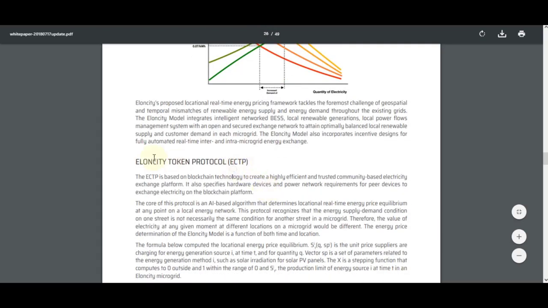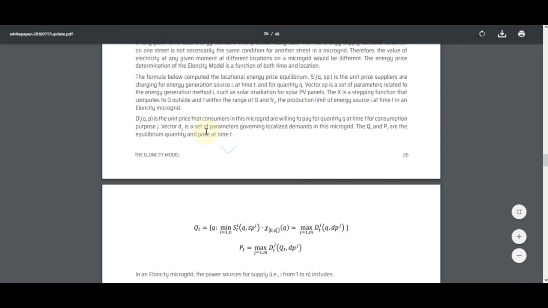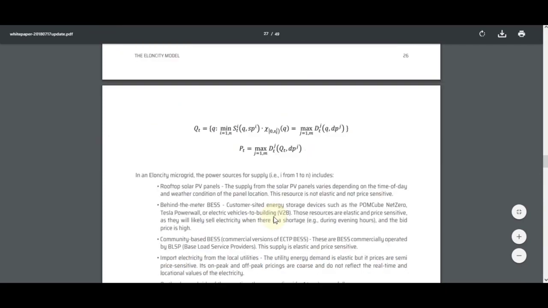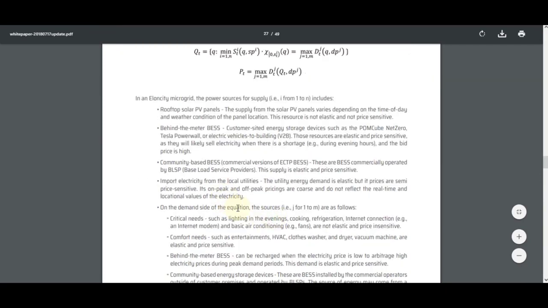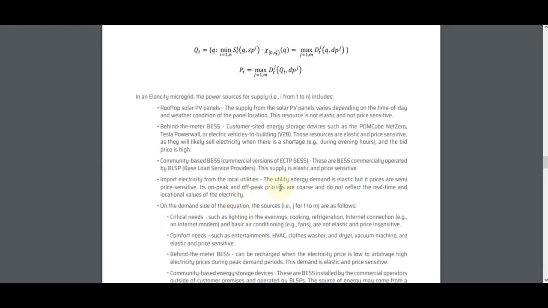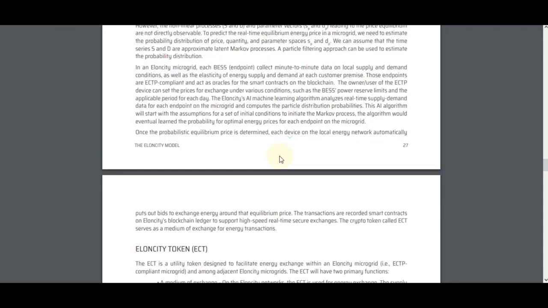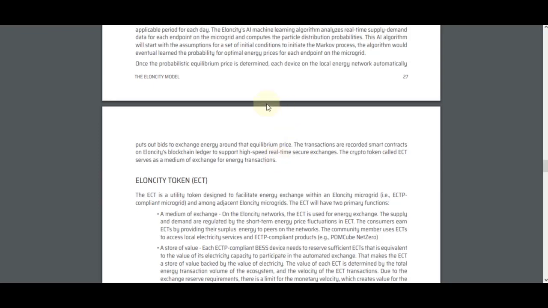Each ECTP-compliant device needs to reserve sufficient ECTs equivalent to the value of its electricity capacity to participate in the automated exchange. That makes the ECT a store of value backed by the value of electricity. The value of each ECT is determined by the total energy transaction volume of the ecosystem, and the velocity of the ECT transactions. Due to the exchange reserve requirements, there is a limit for the monetary supply, which creates value for the ECT and produces a stable token system.